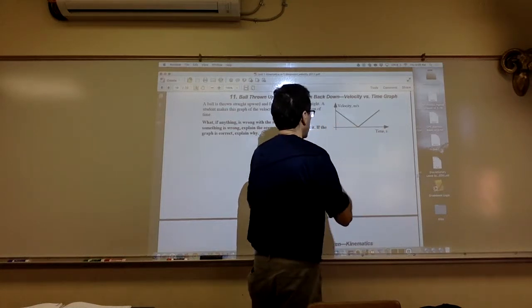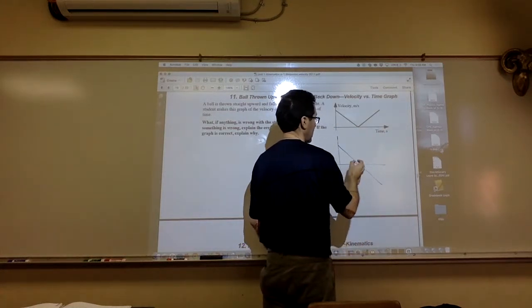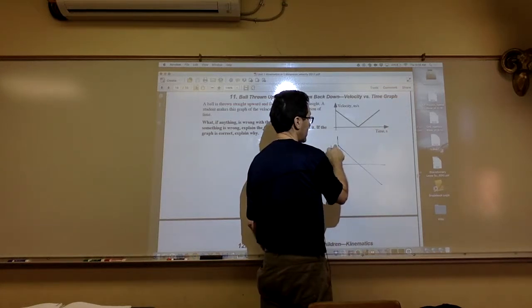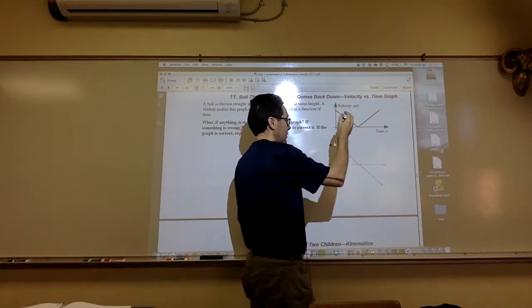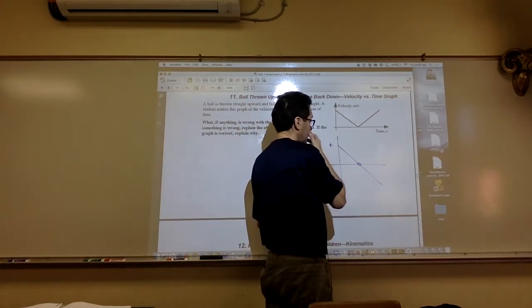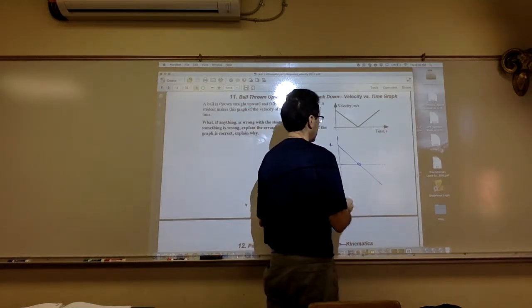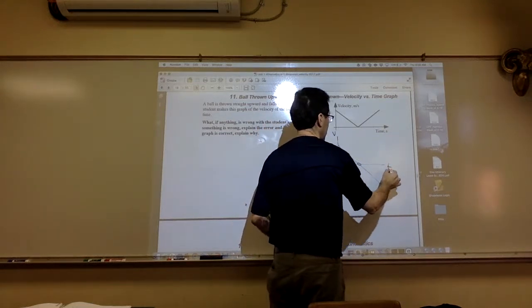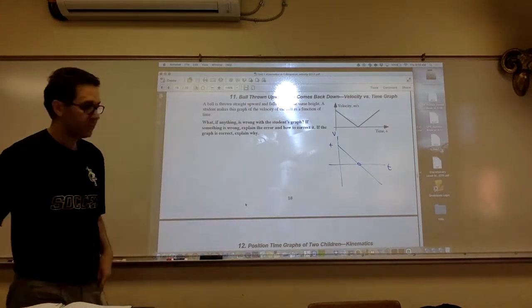Okay? So a correct way of doing this graph would be that. Okay? So you throw it with a certain speed, let's say up is positive, it starts to slow down. When it gets to the top, its velocity becomes 0, and it changes direction, and it comes down the other way. So down is negative, so that's why your velocities are negative.